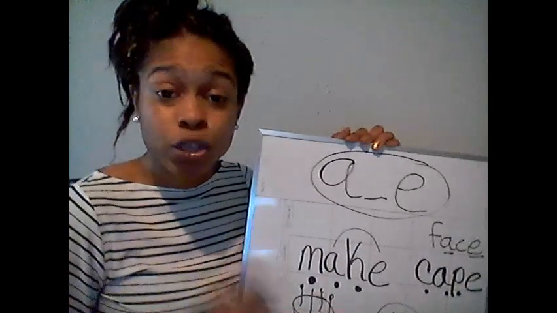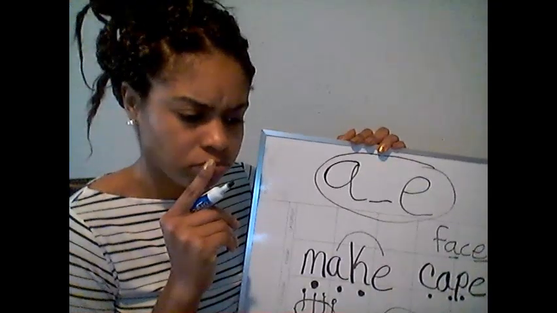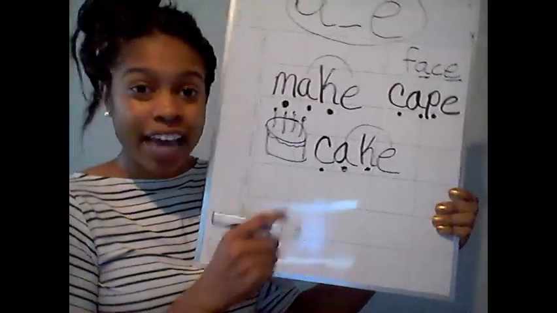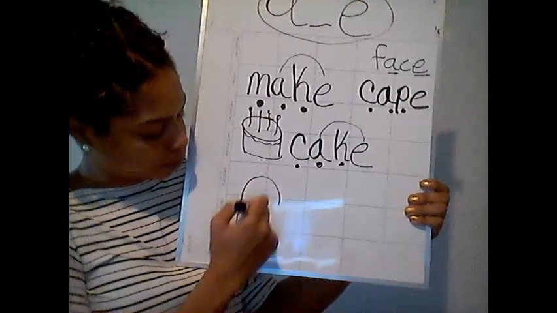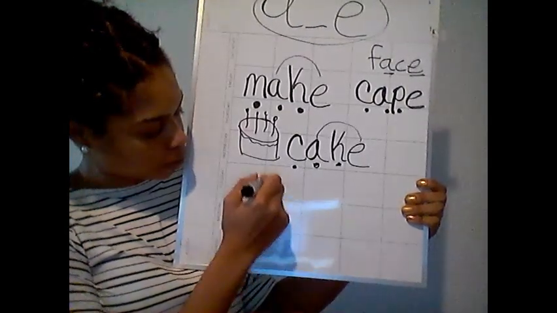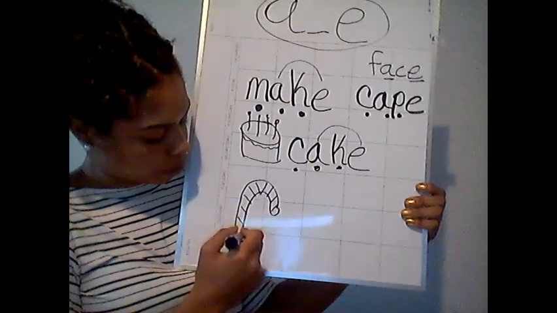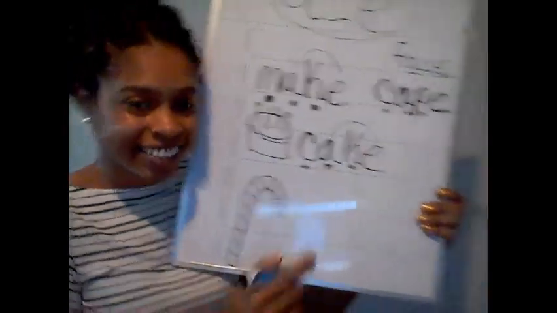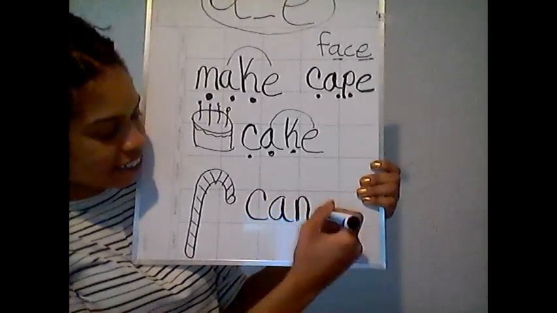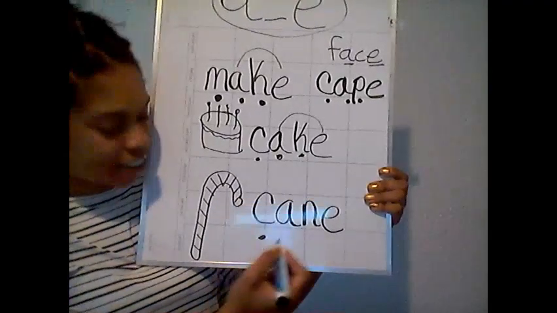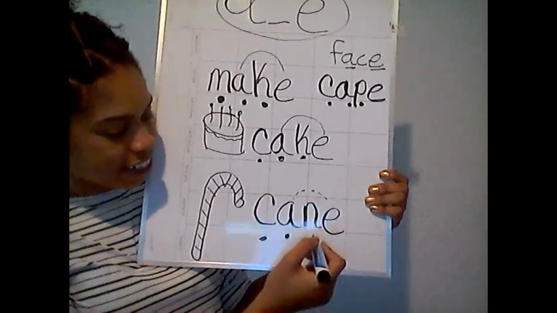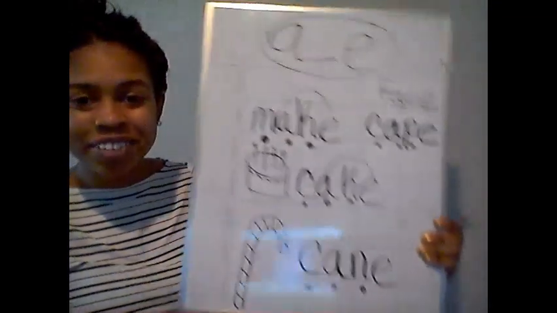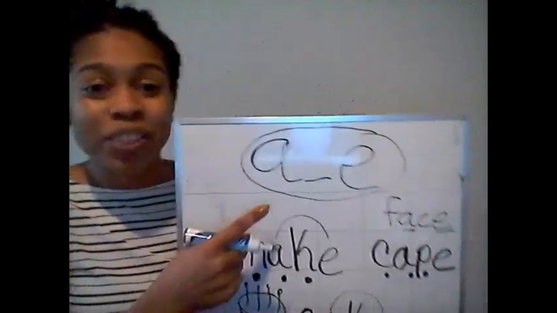Well done. Okay, let's do one more word with the A sound. Ooh, what about this? We eat these at Christmas, and they are red and white. What's this? Do you know what this is in English? It's a candy cane. Cane. Okay, let's make the sounds. K. A, because of the magic E. Now, no sound. K. A. Cane. Very good, friends. Now we have seen the A sound with the magic E.